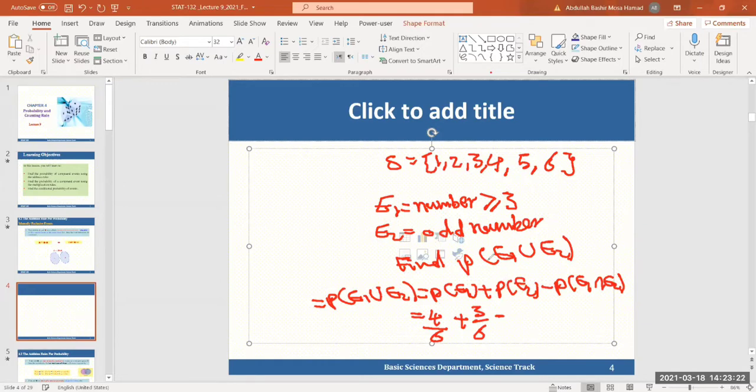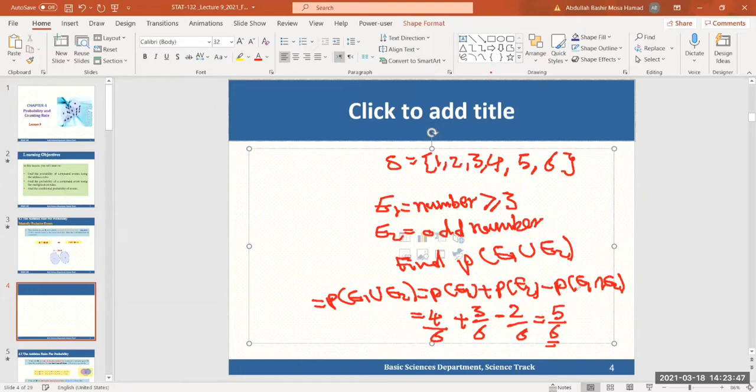E1 is a number greater than 3, and E2 is an odd number. So the number greater than 3 and odd is 3 and 5. Yes, so it is 2 over 6. 7/6 minus 2/6 is 5 over 6. Yes. This is in general. Why in general?